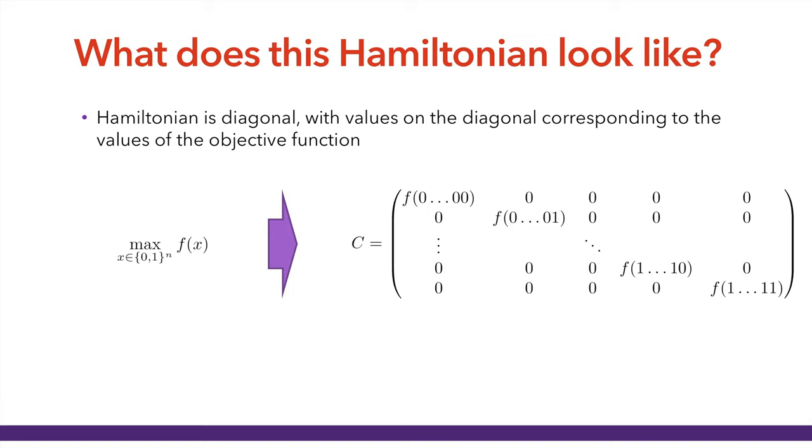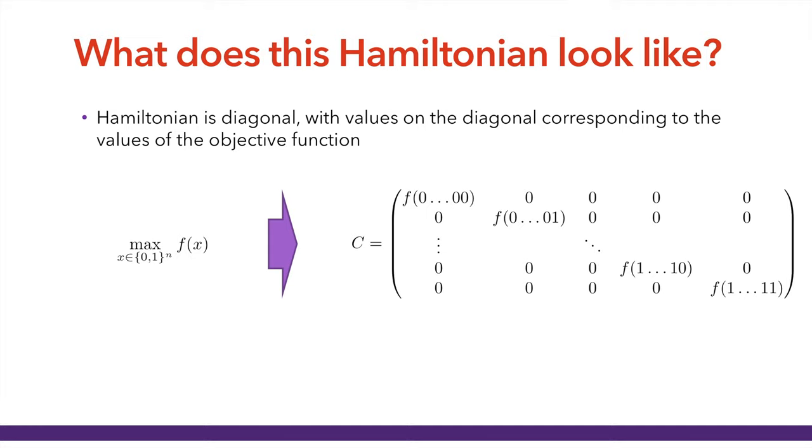This Hamiltonian is diagonal, and the values on the diagonal correspond to the values of the objective function. So if we have a problem, say, maximize f of x, and x takes all the values on the n-dimensional Boolean cube, then our Hamiltonian has on its diagonal the value of function f on 0, 0, 0, 0, 0, 0, 0, 1, etc., until the value of f on the binary string 1, 1, 1, 1, 1. And note that it's a 2 to the power of n by 2 to the power of n operator.